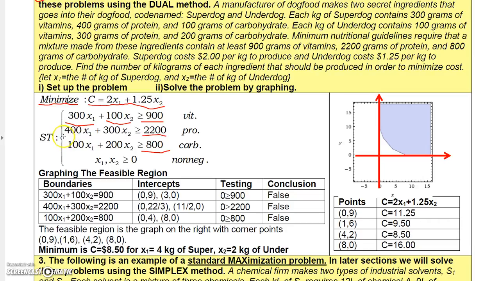And then for protein, you get 400 units for each unit of x1 and 300 units for each unit of x2, and then it has to be greater than or equal to 2200 units available for protein. And then for carbohydrates, you get 100 units for each x1 and 200 units for each unit of x2, and those have to add up to be greater than or equal to 800 for the carbohydrates. And then, of course, x1 and x2 have to be non-negative.